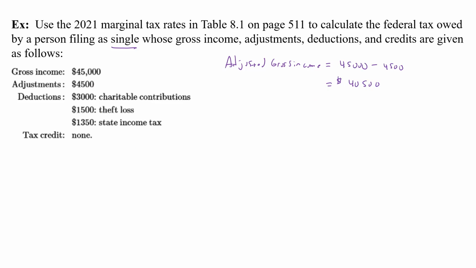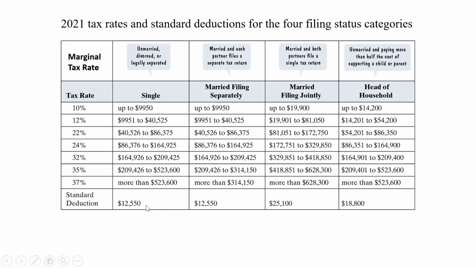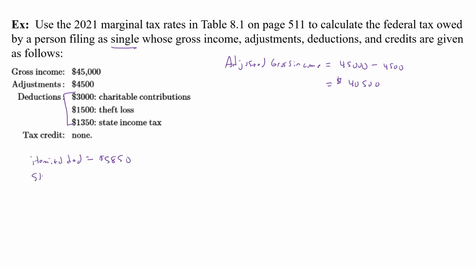Now we have to do like we did before. We have to think about itemized values. So the deductions are going to be these. If we add all those together, we get 5,850. So the itemized deductions is equal to 5,850. Now, because they're single, what is the standard? Well, the standard is 12,550. So the standard deduction is 12,550. Okay, so which one's bigger? Well, in this case, the standard is bigger, so we'll want to subtract that off for our deductions.